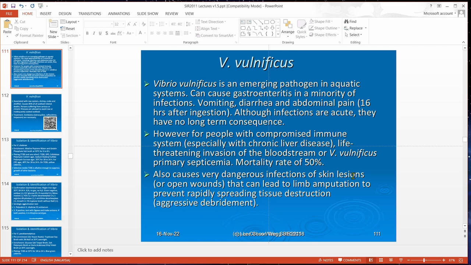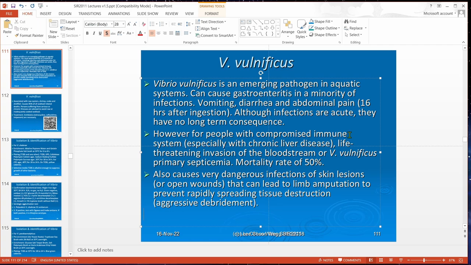So if you have deep cuts on your hands or on your body, you are advised not to go swimming, okay, because infection can occur. When infection occurs, because Vibrio vulnificus is dangerous, the doctor will ask your permission to amputate the limb. This is called aggressive debridement. So they would recommend that they remove more of your tissue, if not possibly the limb, because this is to prevent the bacteria from causing death.